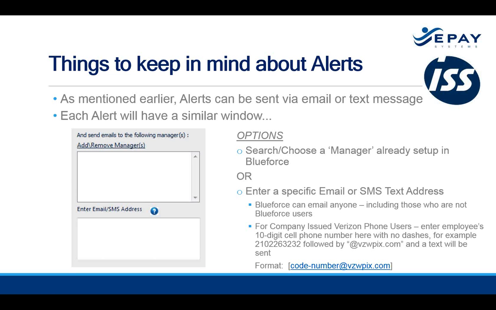Now, if you don't have a company-issued Verizon phone and for some reason are using another provider, those providers do have specific addresses that you can look into to see what the address is for that particular phone, and follow the same convention, the 10 digits followed by that address.